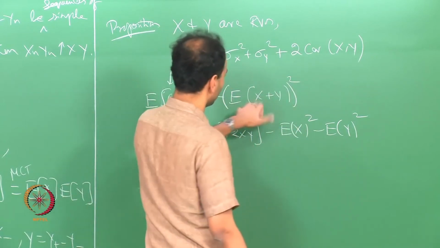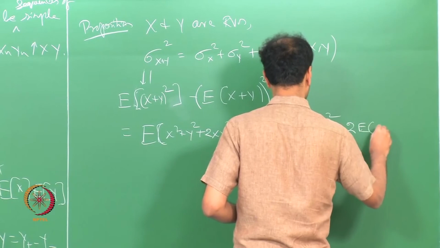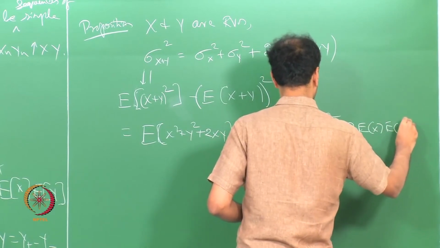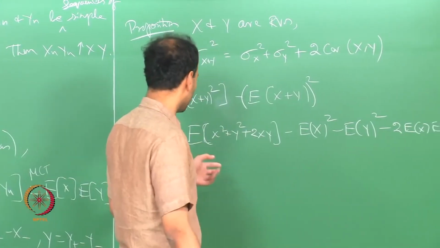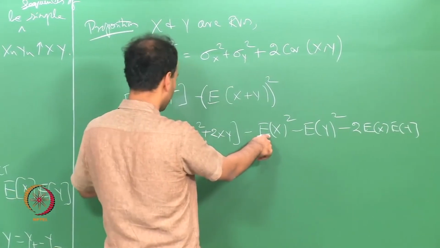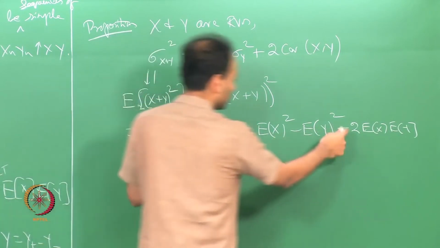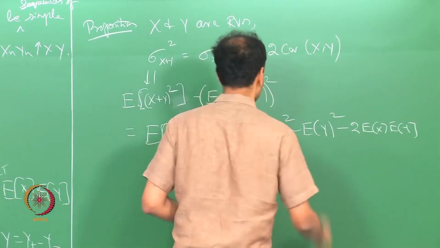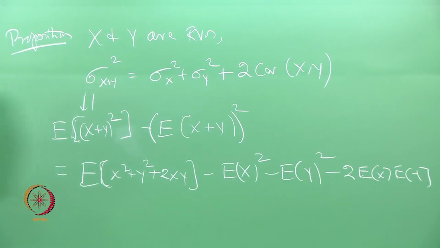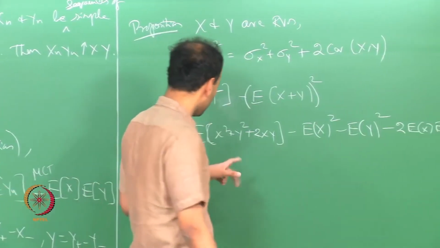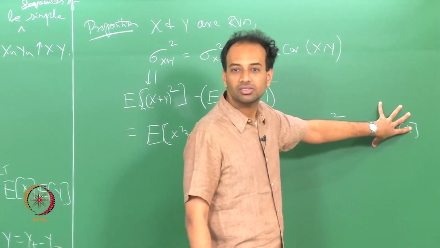This is just expectation of X plus expectation of Y, so then I will get minus 2 expectation of X expectation of Y. Then I have what I want. This and that will combine to give you variance of X, that and that will give you variance of Y. So, plus 2 expected XY minus 2 expected X times expected Y. If X and Y were uncorrelated, this term will cancel with that term, and you will have just the sum of the variances.